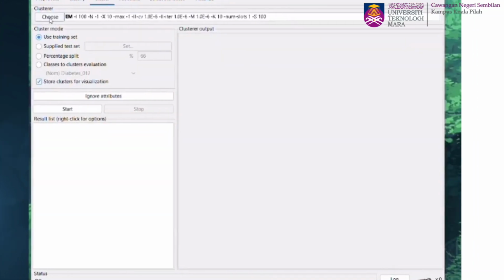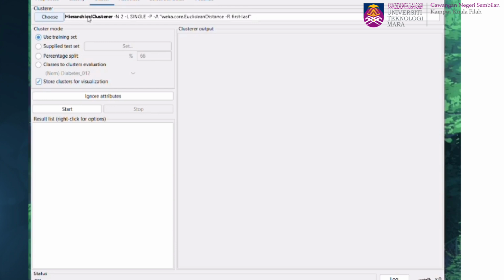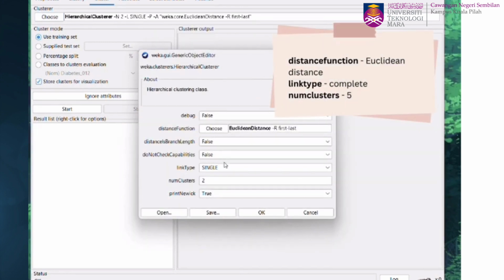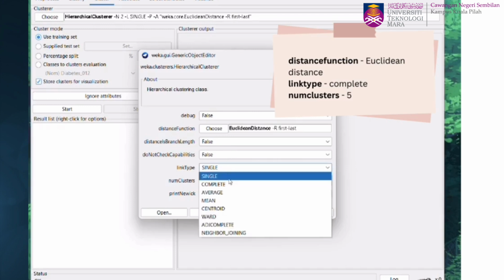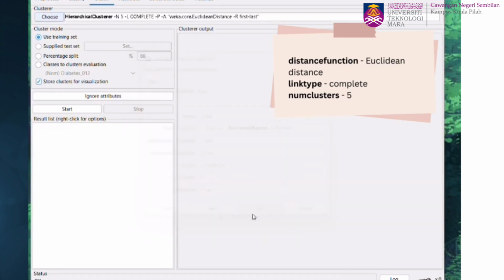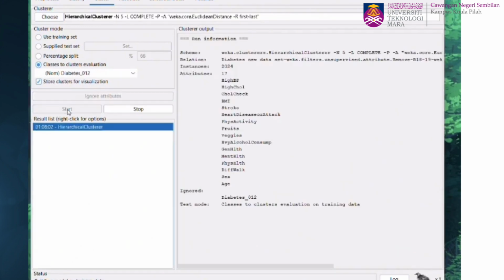Hierarchical clustering can be used to investigate the hierarchical links within a dataset. After putting the dataset into the Weka Explorer interface, the Cluster tab was chosen and the hierarchical clusterer was selected from the list of clustering techniques available. Euclidean distance metrics were chosen and the complete linkage type was used in this dendrogram. The dendrogram provides a visual representation of how the data points are grouped based on their health attributes.